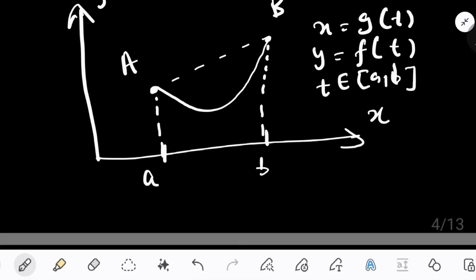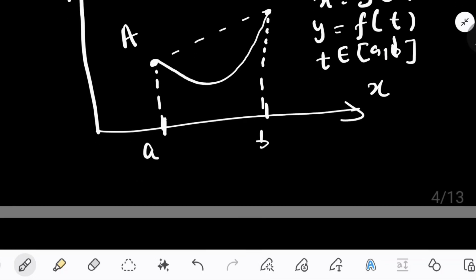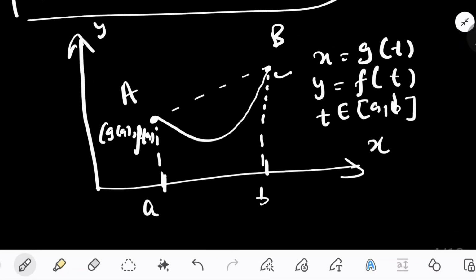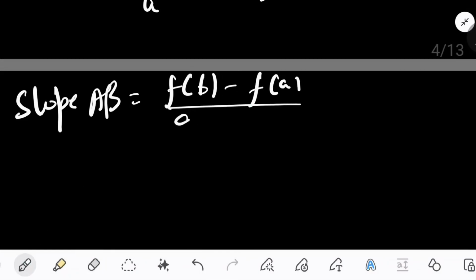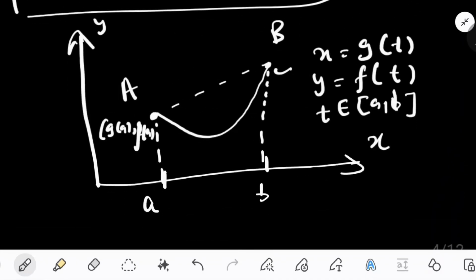Okay. So what's next? Well, let's see. What will be A? A will be (g(a), f(a)), right? And simply B will be (g(b), f(b)), right? Okay, so when you join these two points, what do you get? The slope of AB will be equal to f(b) minus f(a) by g(b) minus g(a), right? Is this expression correct? Okay.